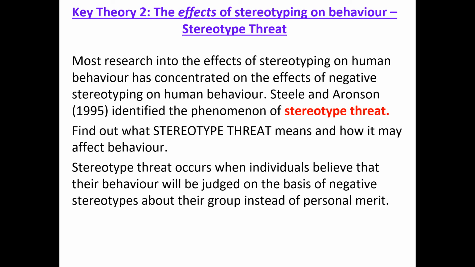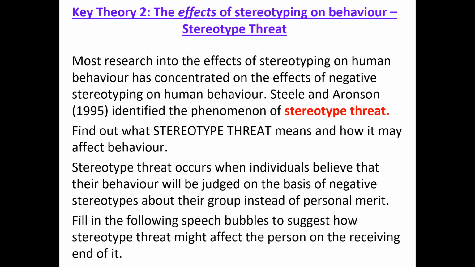Stereotype threat happens at the level of the individual, believing that there is a stereotype. It doesn't mean they believe in the stereotype. If you're Italian, it doesn't mean that you believe you have a loud voice and gesticulate and throw your arms around and that you eat pasta all the time. It means that you are aware that that stereotype exists and that other people may judge you based on that stereotype. So it's a kind of multi-layered system. So it occurs when individuals believe that their behaviour will be judged on the basis of negative stereotypes about their group instead of personal merit.